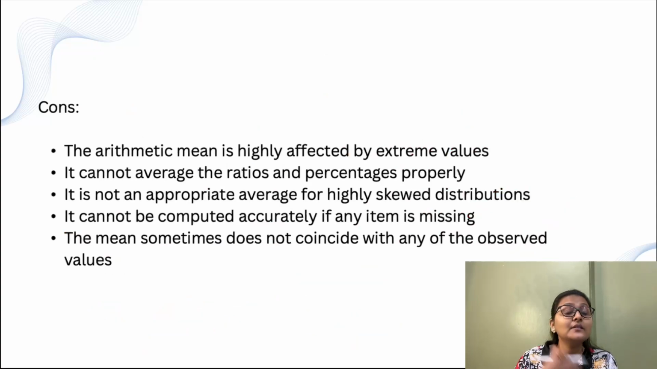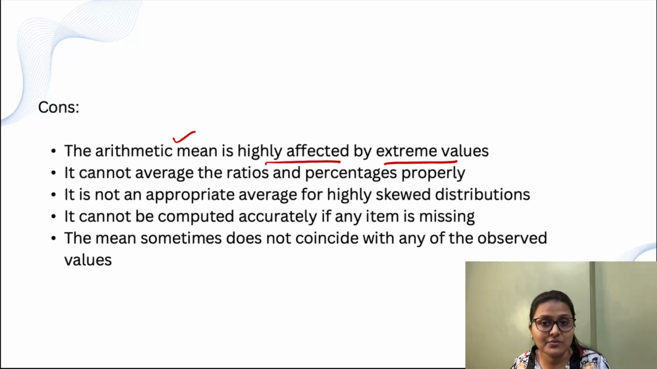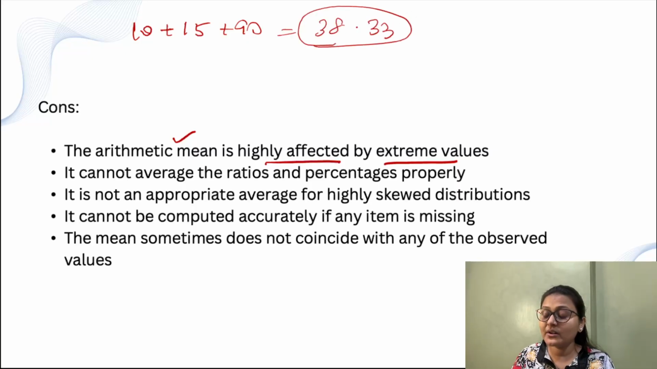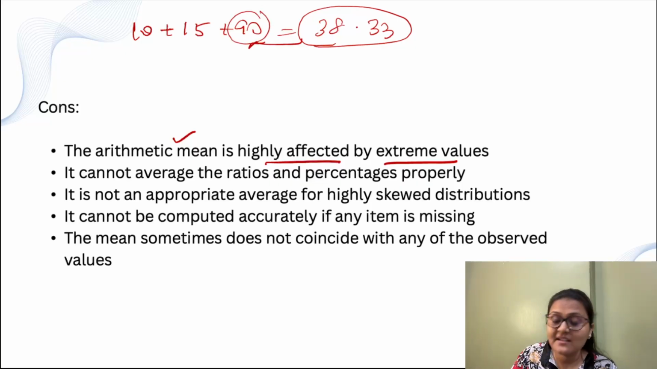Now let us look at the cons of the arithmetic mean. Now the arithmetic mean is highly affected by the extreme values. Now if the values are, suppose, 10 and then 15 then 90, then what is the mean which we are going to get over here? 38.33. So now this is not a true representation of this whole group of set, because 90 is the extreme value over here and it is dragging the data.